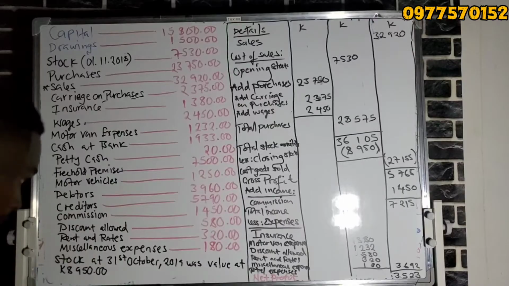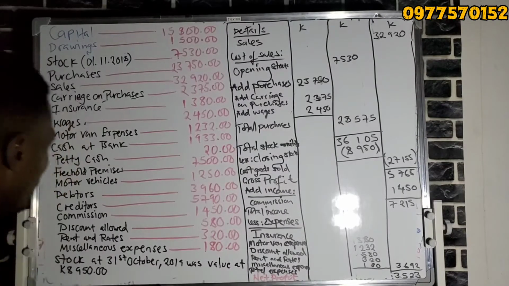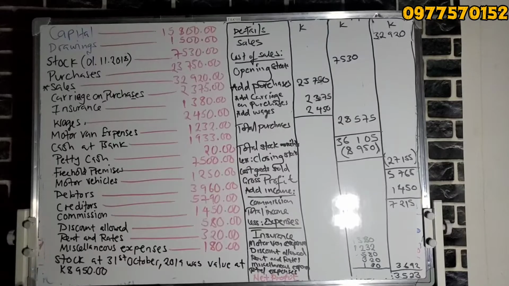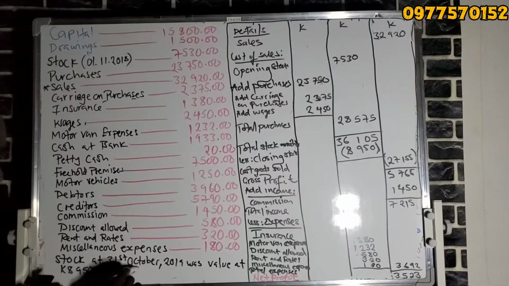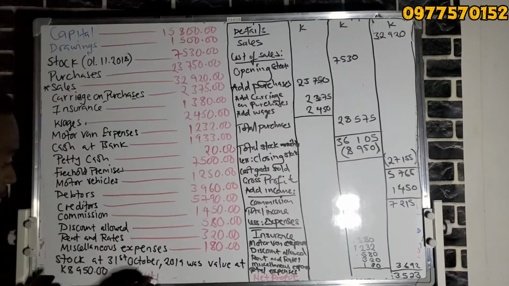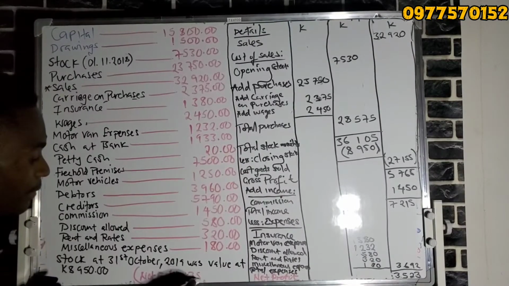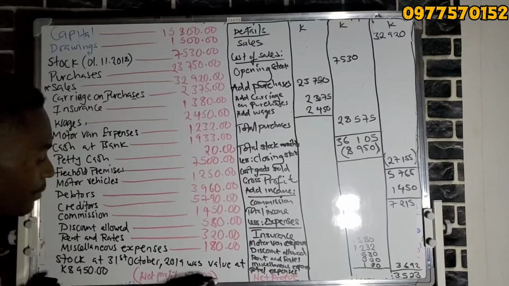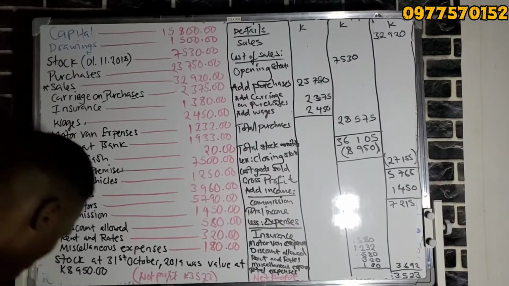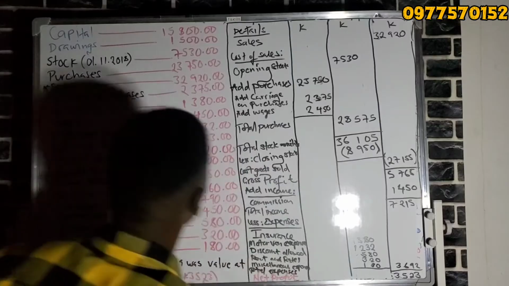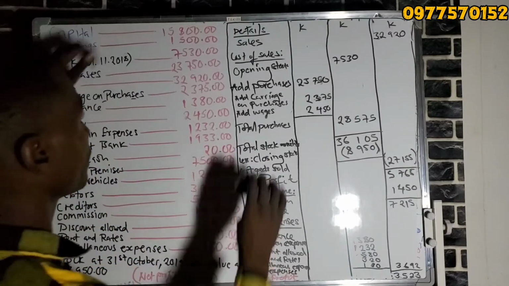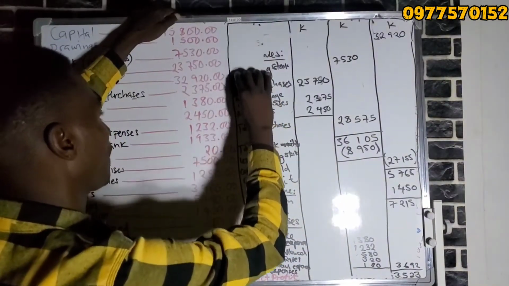Let's prepare the balance sheet from here, but let's take note of the net profit because we're going to use this one. So let me just write it somewhere as net profit. Net profit, let me write it here. We found net profit to be 3,523. Okay, let me create space here so that we solve the balance sheet.